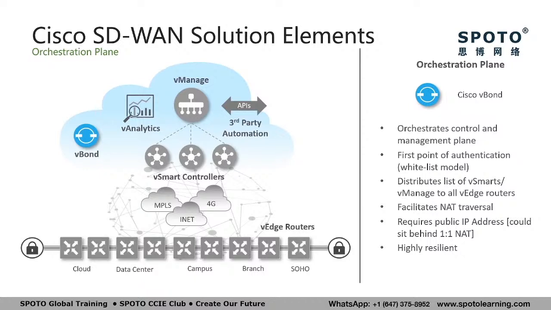Cisco vBond orchestrator is a multi-tenant element of the Cisco SD-WAN fabric. It facilitates the mutual discovery of the control and management elements of the fabric by leveraging a zero-trust certificate-based whitelist model. So it's a single point of authentication, and it's a whitelist model. So the vEdge you are going to bring on board needs to be whitelisted in advance.